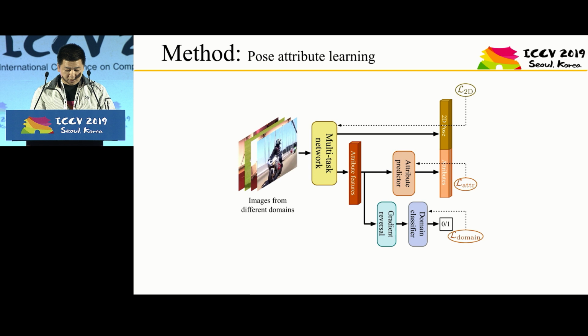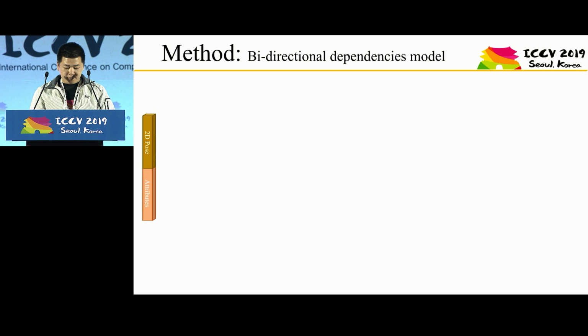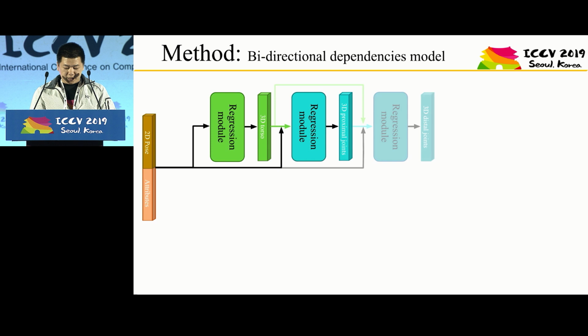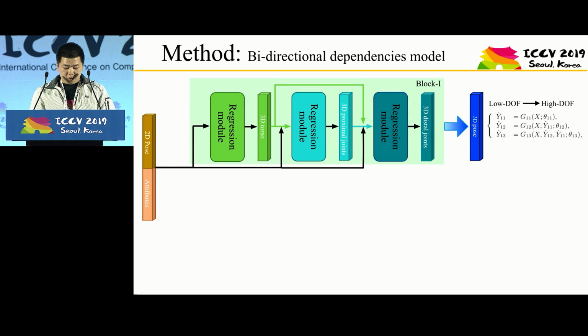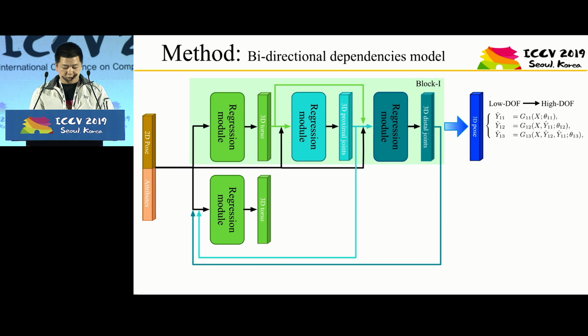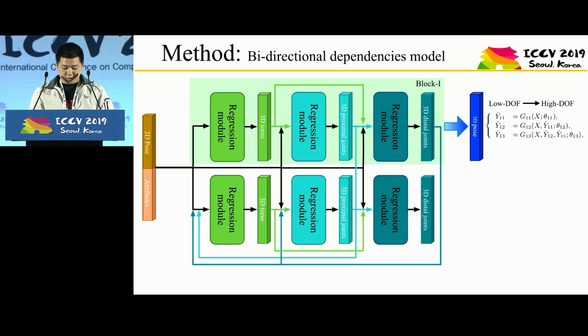The estimated 2D pose and pose attribute are then fed into the 3D pose estimation network, which explicitly models the bidirectional dependencies via a two-block network architecture. In the first block, we allow the locations of the higher DOF groups to be dependent variables of those of the lower DOF joints. In the second block, the higher DOF groups from the first block in turn constrain the locations of the lower DOF ones.